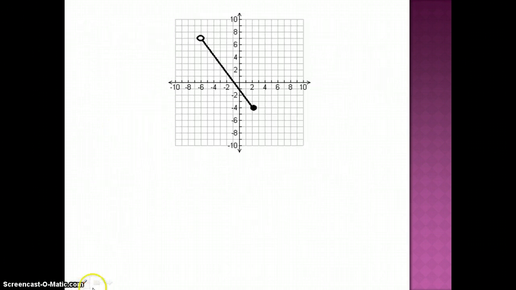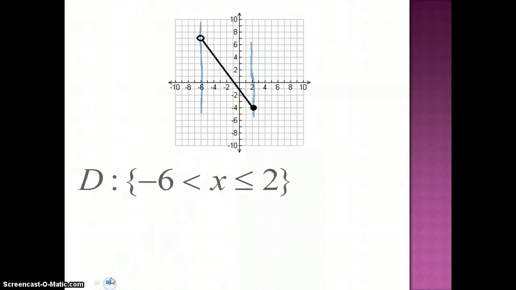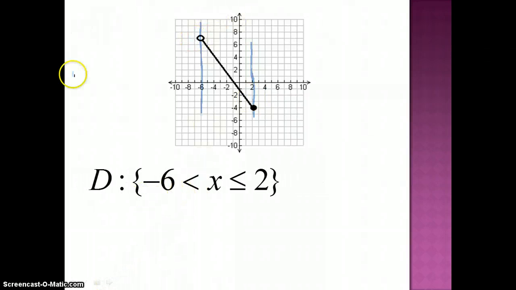Okay, so again, remember we have domain and range. So remember, domain goes from the furthest to the left to the furthest to the right. So in this case, my domain is -6 to 2. And remember, if it is an open circle, there's no line. If it is a closed circle, there's a line underneath.